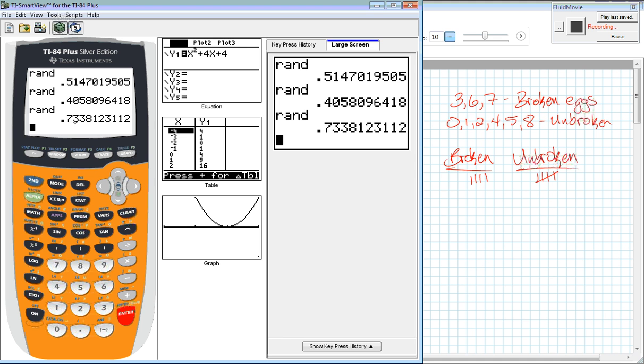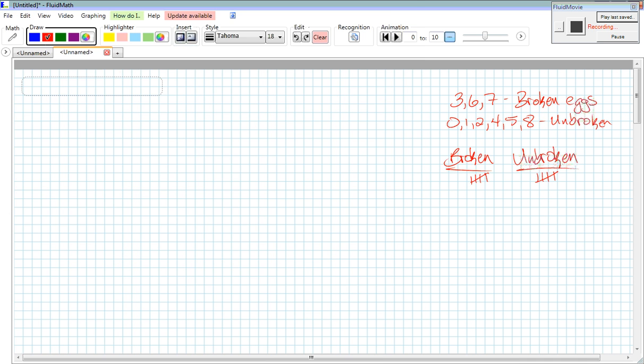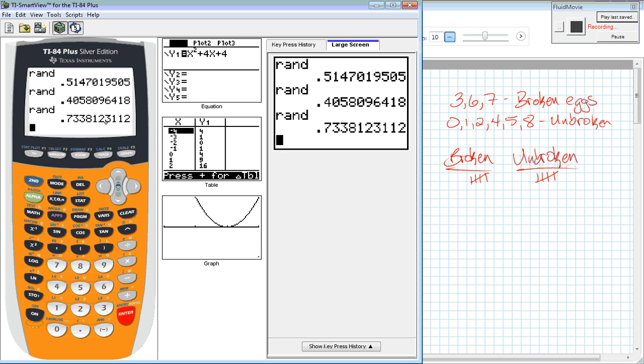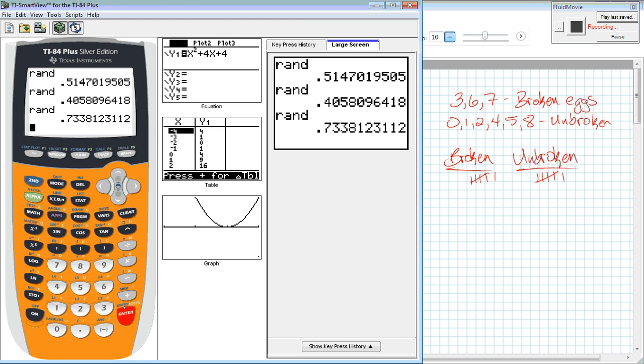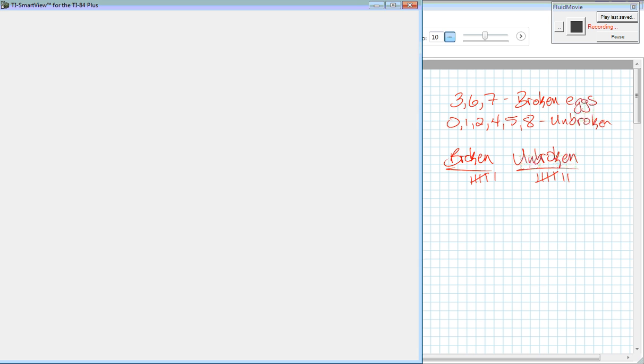Run this again. 7, 3, 3. Wow, every carton there contains a broken egg. Here, 8, 1, 2. That would be unbroken. Here we have 3, 1, 1. 3, 1, 1 contains a broken, so we're back to 6. Let's see, 2, 0, 4. 2, 0, 4. Unbroken.